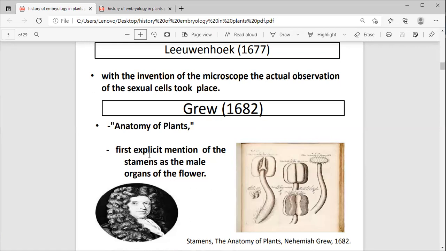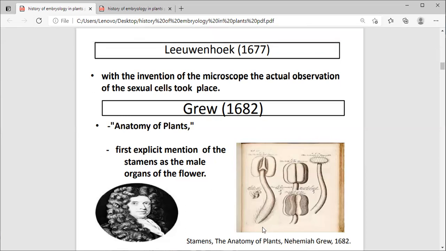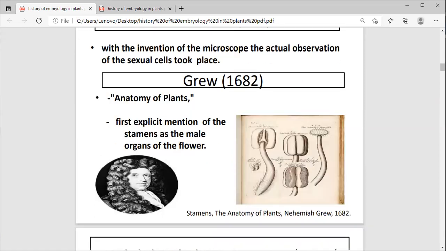The first explanation mention of the stamen as the male organ of the flower. Okay, so this is the history here. So this is actually the book photographs here, The Anatomy of Plants, by Nehemiah Grew in say 1682.